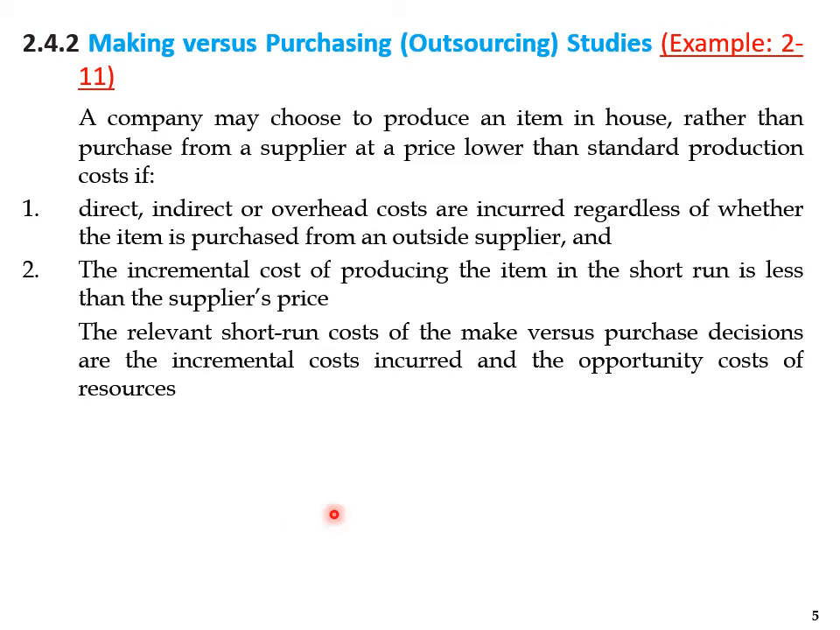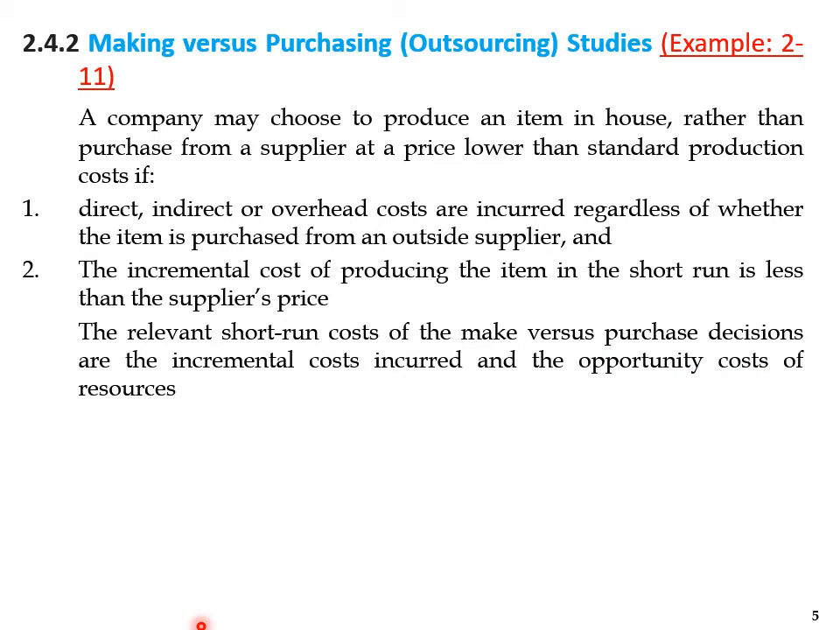These short-run costs of this study for make versus purchase decisions are the incremental costs incurred. For example, the material cost. You need to pay for the raw material of the products, so this is an incremental cost. And the opportunity costs of the resources.